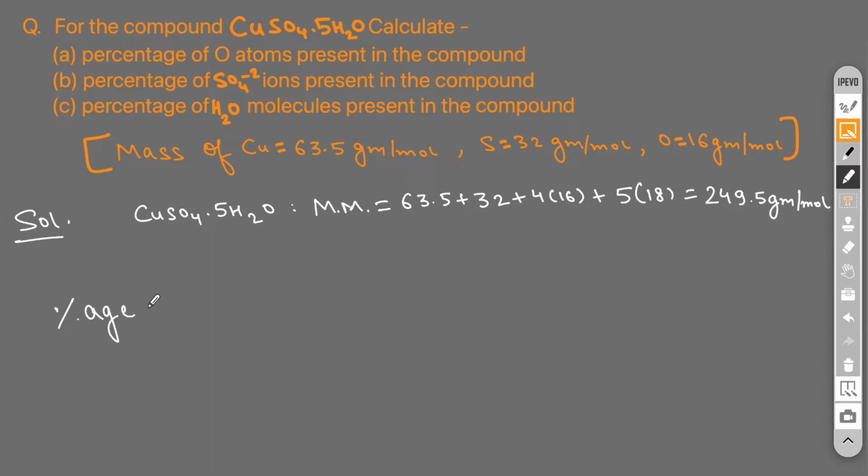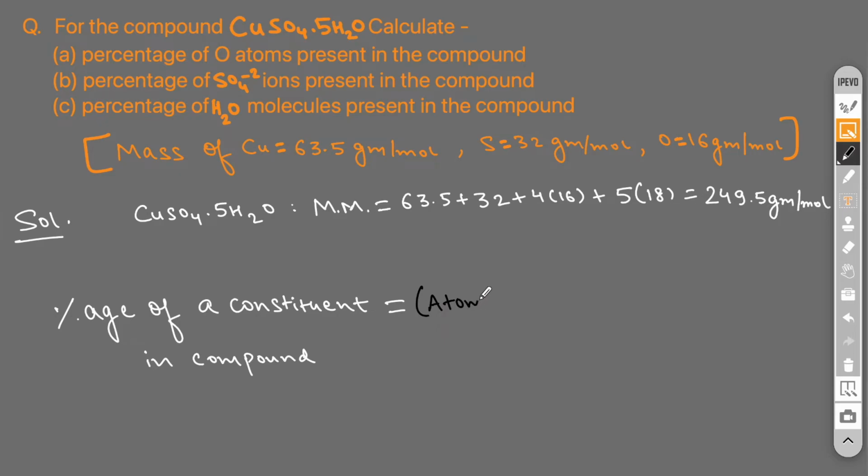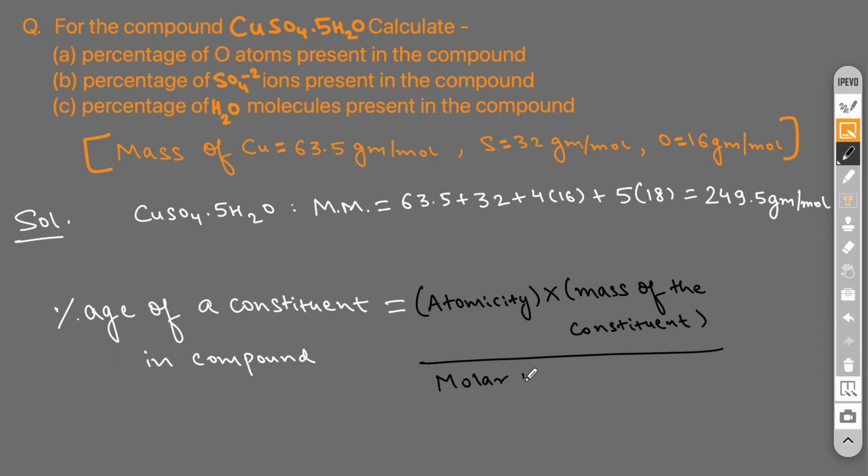Also, we'll write percentage of a constituent in a compound is equal to atomicity multiplied by mass of the constituent, divided by molecular mass of the compound, or molar mass of compound, multiplied by 100. Right, this is the formula. Now we'll solve part A.